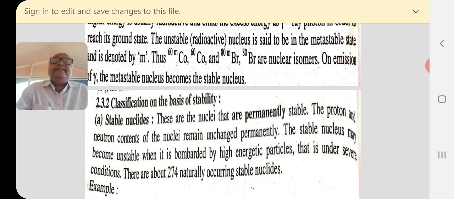Next, we already considered that nuclides are classified on the basis of number of neutrons and protons. The four types which you already considered: isotope, isobar, isotone and isomer. Now, the classification of nuclides on the basis of stability, which you have to consider.